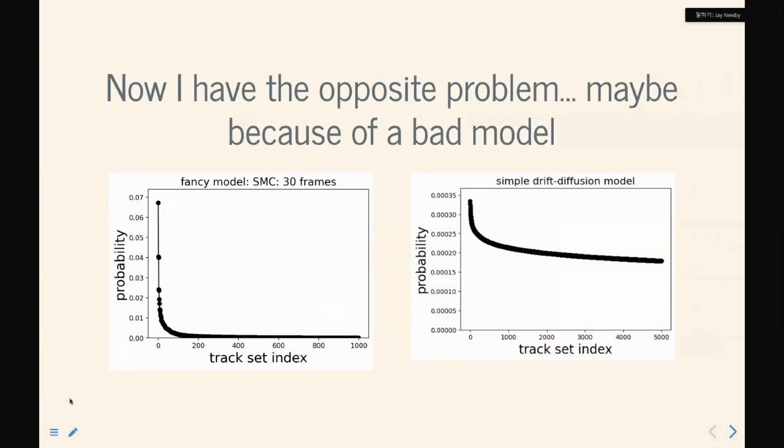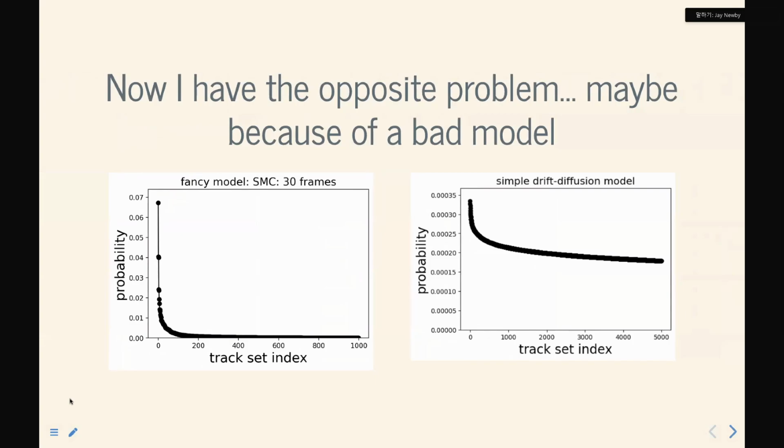Yes, I have one question. When you see the video, do you have to choose the maximum index for the track? So when I showed you the most probable track set in those videos, track index is totally arbitrary. I've just sorted them by how likely they are. I don't know if that's what you're asking?